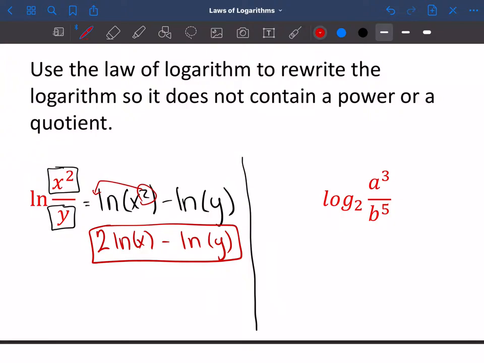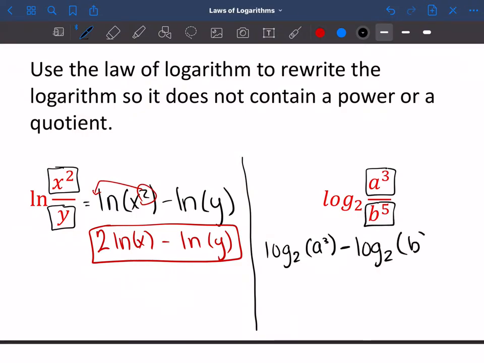For our second example over here, again, we have our numerator. So we have log base 2 of a cubed. And now we're going to subtract off our denominator. So that would be log base 2 of b to the 5th power.